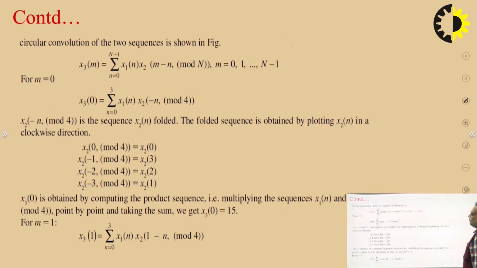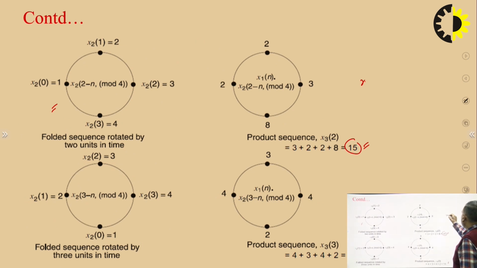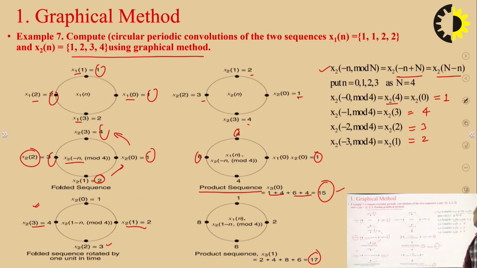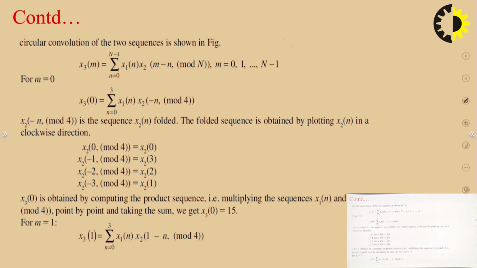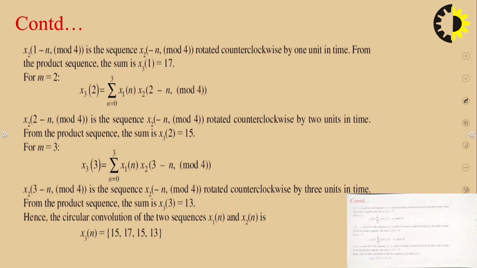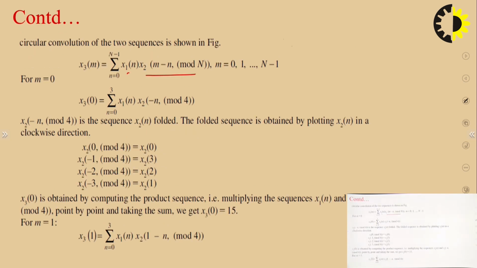So finally, the x3(n) sequence that we want to obtain, which is the circularly convolved sequence of these two sequences, is 15, 17, 15 and 13. So this is your answer. Here we can also see it analytically: x3(m) is the circularly convolved sequence, x1(n) into x2(m minus n) mod N. So this is how we have calculated all these values. I have already told you the graphical method, and if you want to show it by analytical means, then you can also represent it like this.